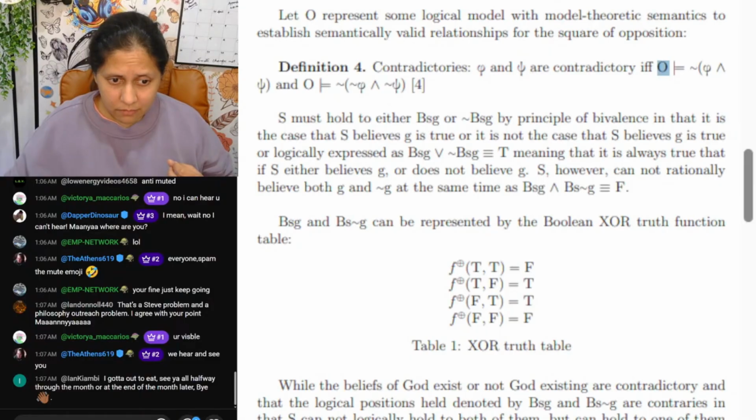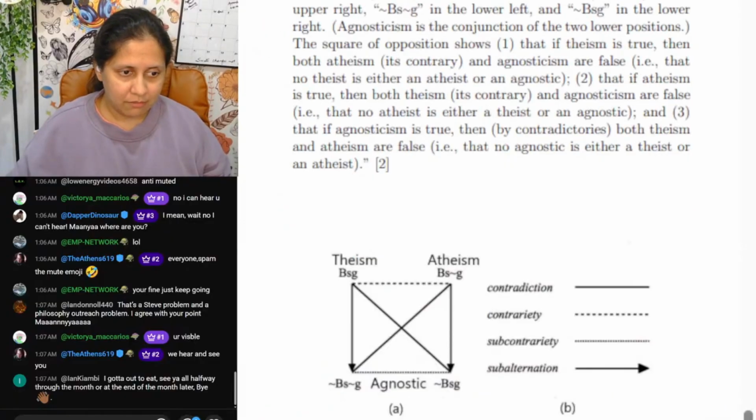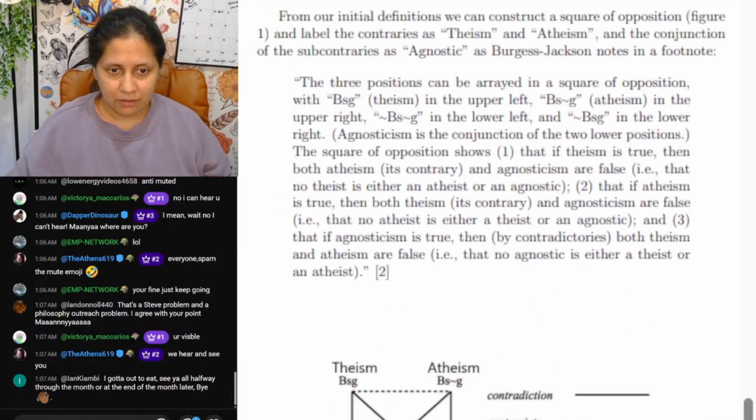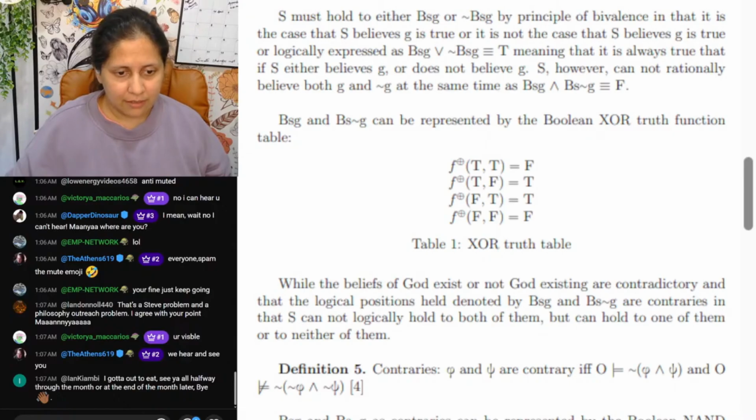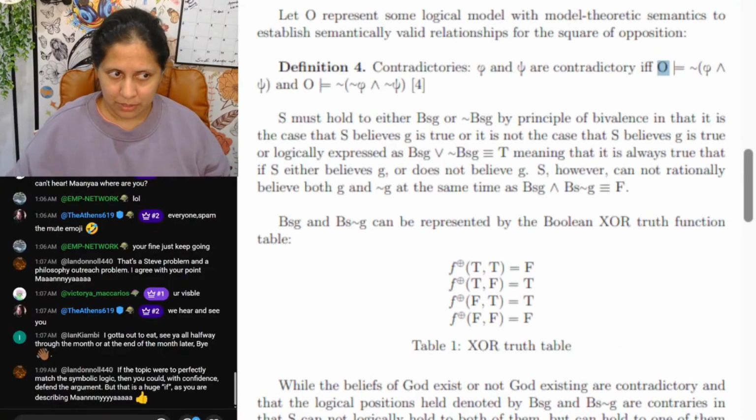two claims that are exact opposites. And what the square of opposition here means is that diagram here, this one. So this formula is: phi and psi cannot both be true, and phi and psi cannot both be false. That's what it's saying simply.